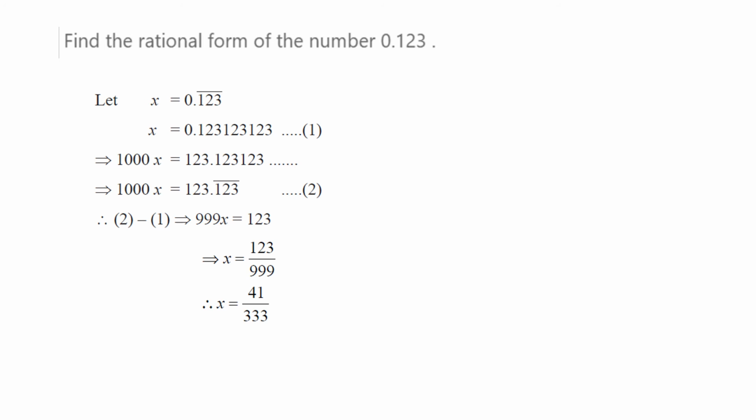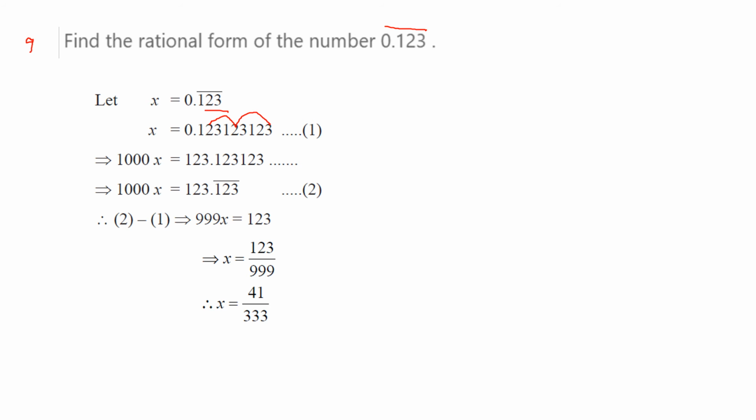Ninth sum. Find the rational form of the number 0.123 bar. So here we take it and let x equal to, write the sum, 0.123 bar. Bar means we can write that number again. So 1 2 3 means 1 2 3 1 2 3.